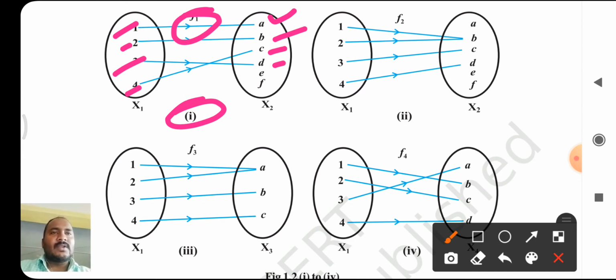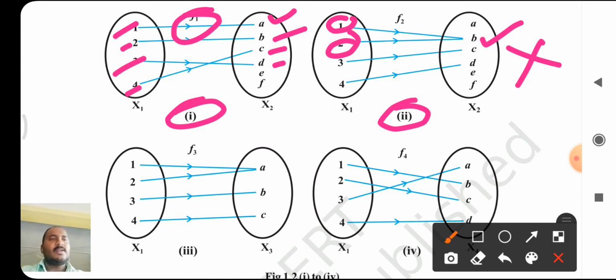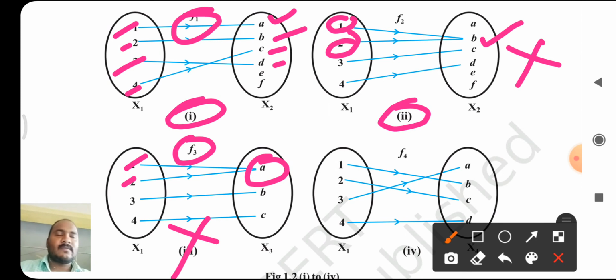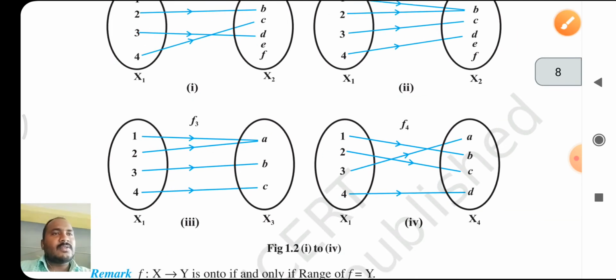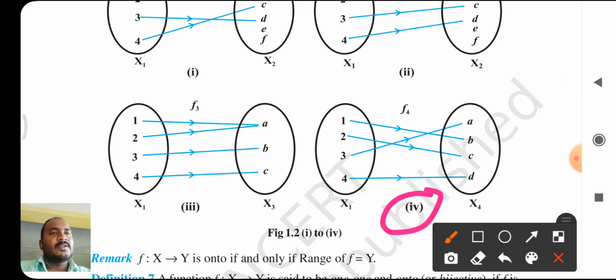My dear students, please observe figure number 2, the f2 function. Here B is the image of both 1 and 2, because of this f2 is not a 1-1 function. Similarly, we observe the f3 function. Again A is the image of 1 and 2, because of this f3 is not a 1-1 function. Please observe figure number 4, the f4 function.